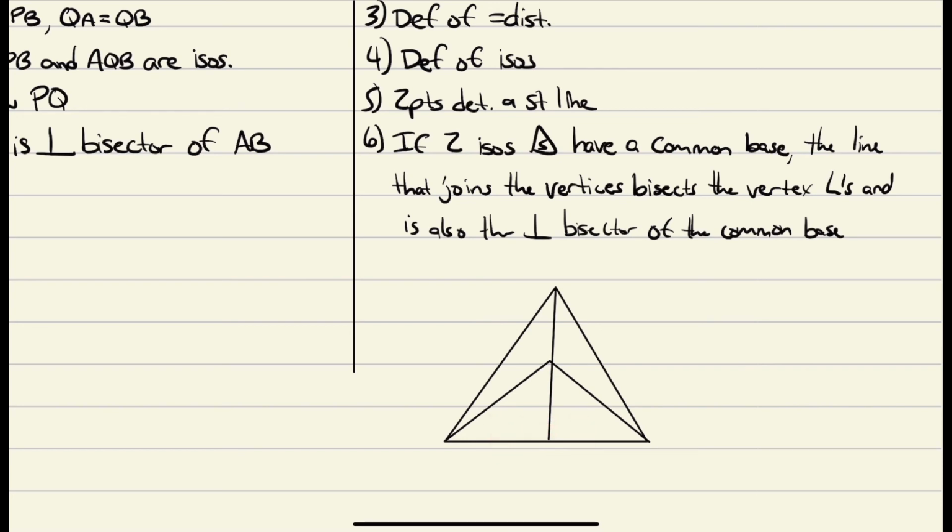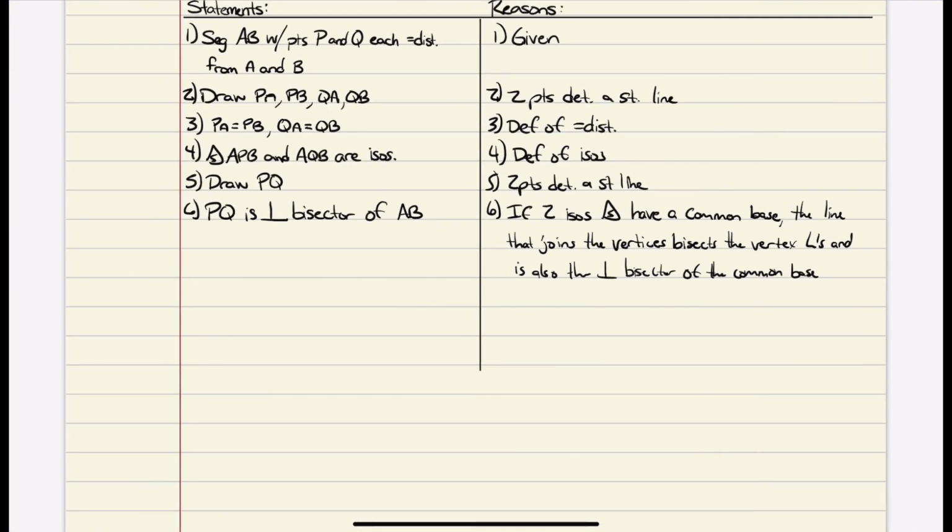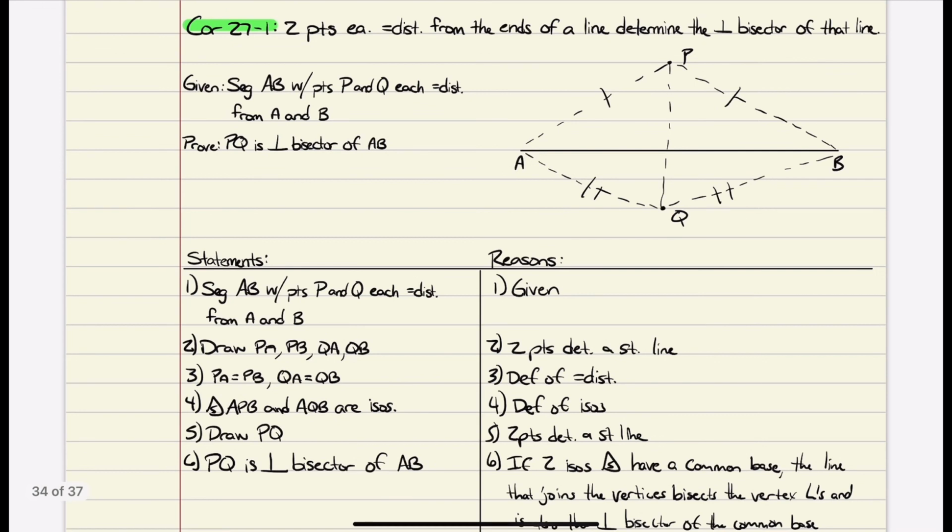And so whenever we come across something like that, this is a little bit different, but they do still share a common base. If we were to flip this triangle over on its side, it would be the same idea. It doesn't have to be that same example. If they share a common base, the line that joins the vertices of those isosceles triangles bisects these two vertex angles, and it is the perpendicular bisector of the common base.